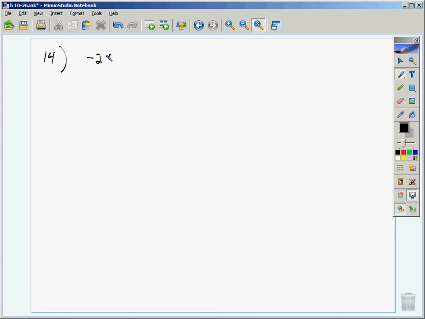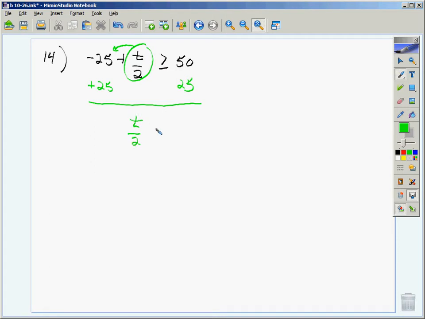Negative 25 plus t divided by 2 is greater than or equal to 50. Again, if I'm getting the variable by itself, I've got to get rid of this negative 25. I'm going to add 25 to both sides. I now have t over 2 is greater than or equal to 75.